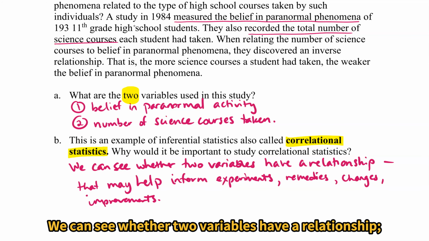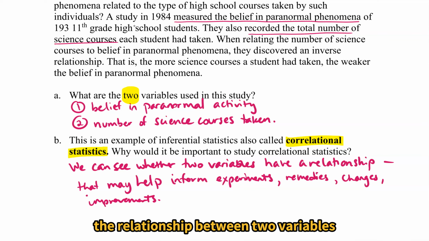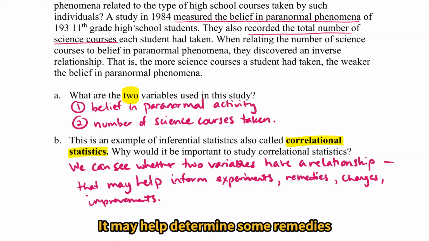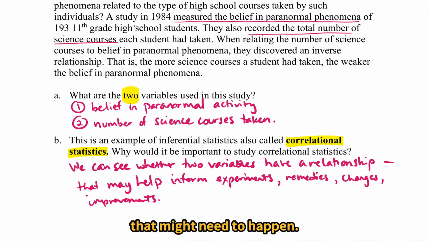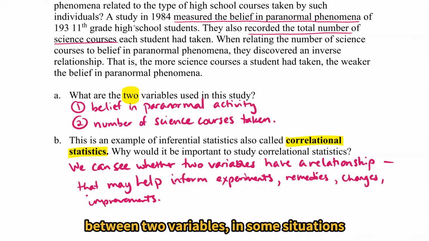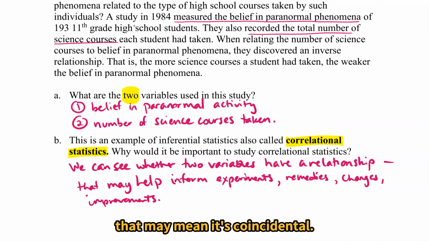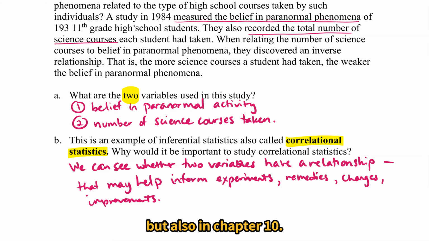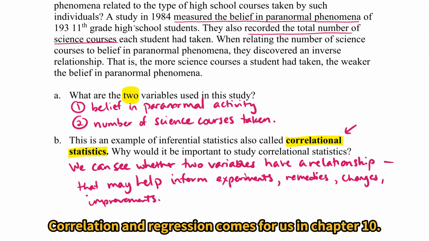So we can see whether two variables have a relationship. The relationship between two variables may help inform experiments. It may help determine some remedies or changes or improvements that might need to happen. But just because there is a relation between two variables, in some situations that may mean it's coincidental. So we're going to explore this idea of correlational statistics in this chapter, but also in chapter 10. Correlation and regression comes for us in chapter 10.